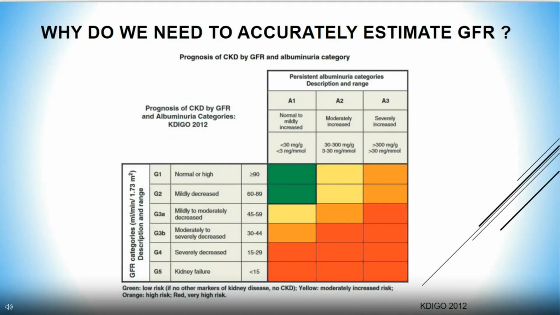Another reason to accurately estimate GFR is for diagnosis and prognosis purposes. So this is the KDIGO guidelines heat map. The Kidney Disease Improving Global Outcomes guidelines are followed by American nephrologists. And you can see here the classification of chronic kidney disease based on GFR and albuminuria. And so there are 5 classes, class 5 being close to needing dialysis, close to kidney failure. And so estimating GFR allows us to know in which class of CKD the patient is.